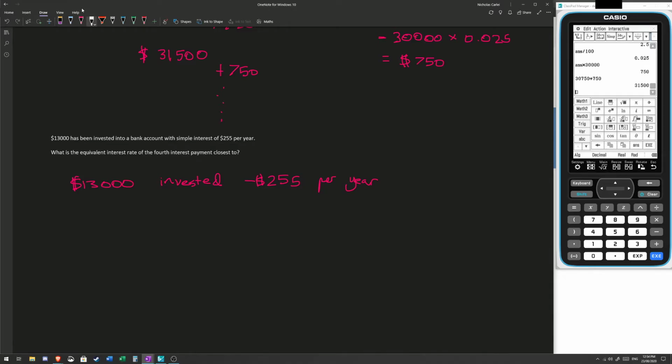So we go our interest that we earned, divided by our principal. I can show you how we can rearrange the formula actually if you want. Okay? And that gives us our rate. Okay? So that might have been confusing, how I got to that. So I'll do it the formula way.